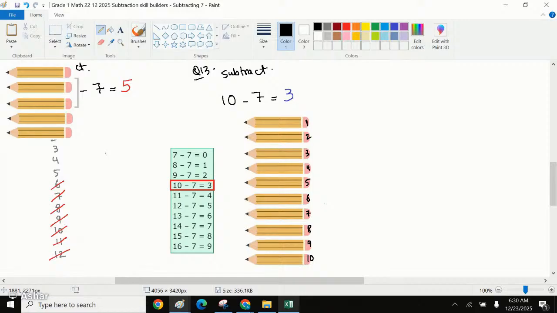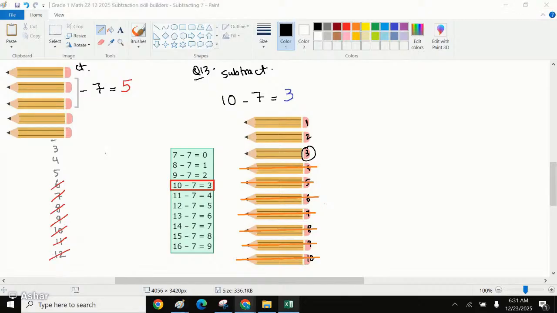How many pencils do we need to remove? Yes. 10 minus 7 is equal to 3. Very good. So if we start removing them, 1, 2, 3, 4, 5, 6, and 7. So the number of pencils we are left with is 3 pencils. Very good. Thank you. Let's go ahead and look at the next question.